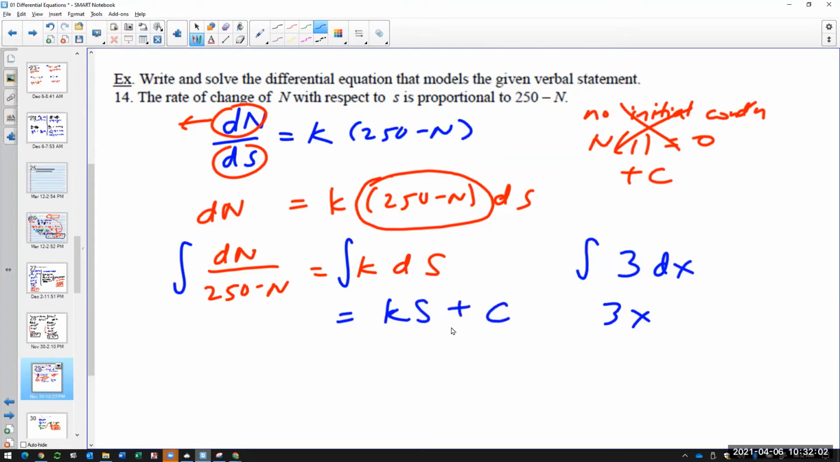So KS plus C. Do you guys see how to do that? The K always just pulls down because it's a number. You don't know what number it is. This doesn't matter. It's just a number, and you pull down the S. All right. Over here, how do I integrate this?